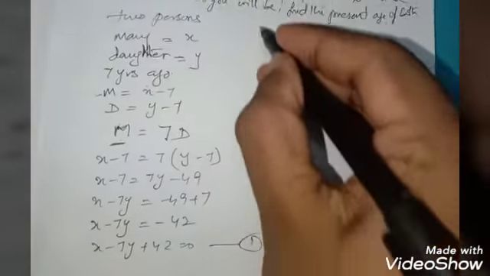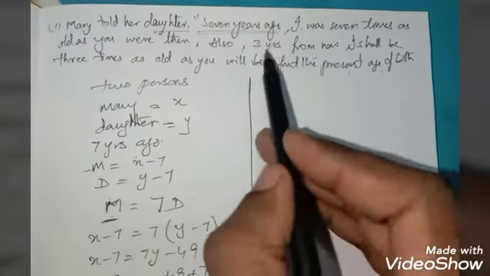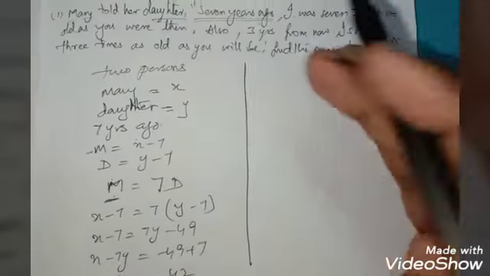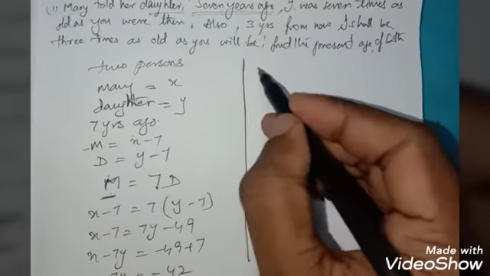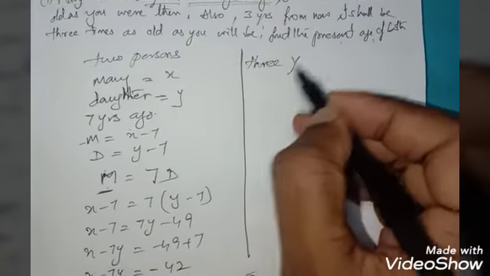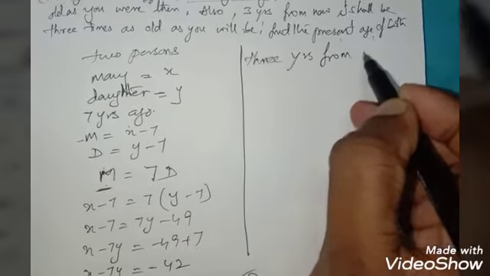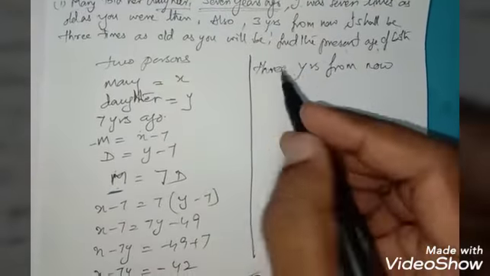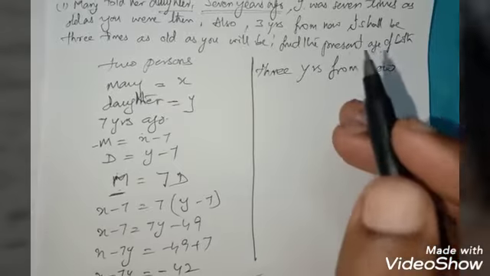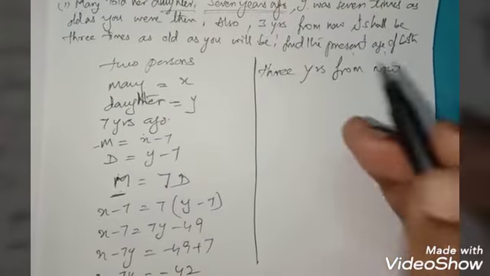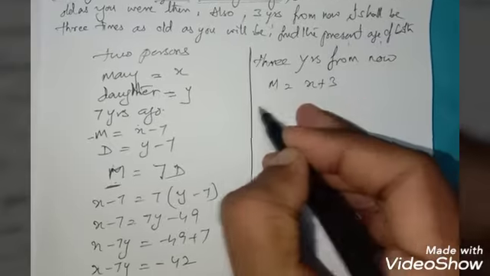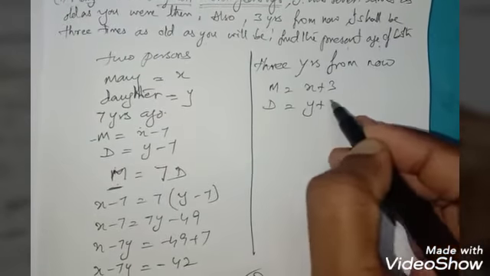Now coming to the second line. What is the second line here? 3 years from now. It means from now onwards 3 years, right? So you will get plus or minus? Plus, naturally plus, because from now means from here onwards 3 years. So Mary's age will be x plus 3 and her daughter's age will be y plus 3.